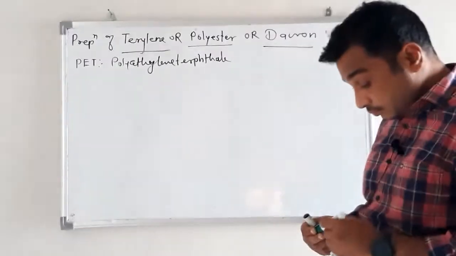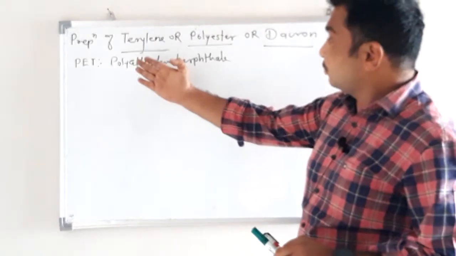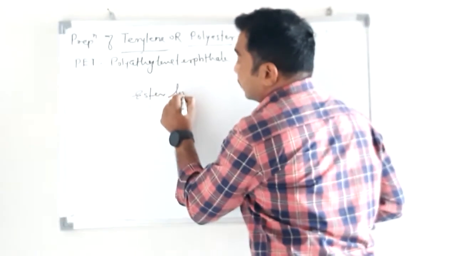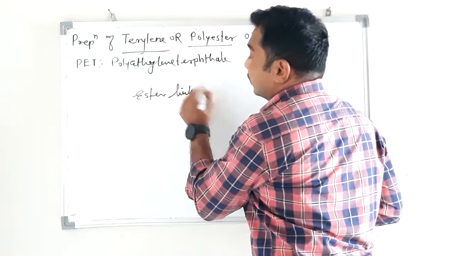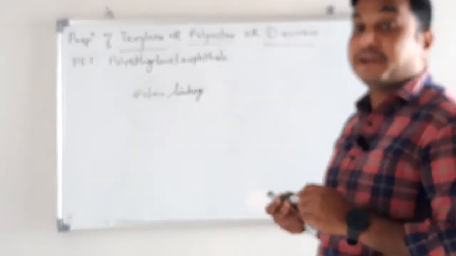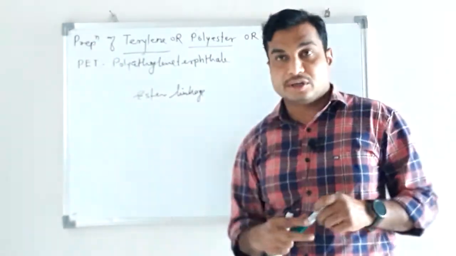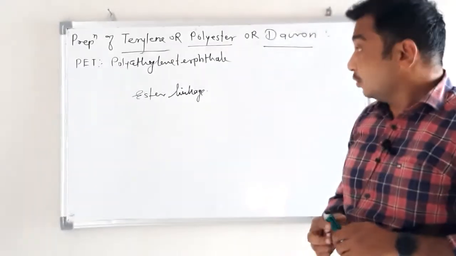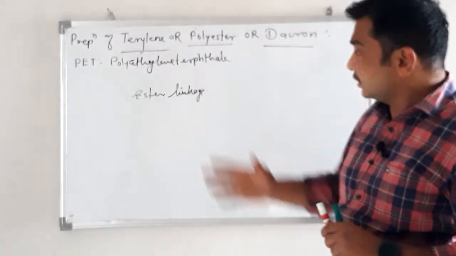Okay. So this polymer, that is polyester, Dacron or terylene, has ester linkage. The ester linkage is repeating throughout the structure of the polymer. Ester linkage is repeating. Okay. Now first we will see its preparation, how it is prepared.